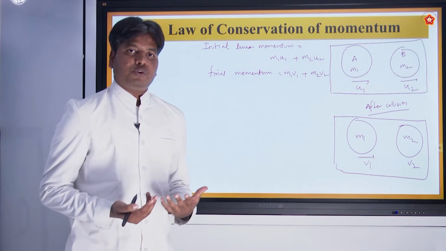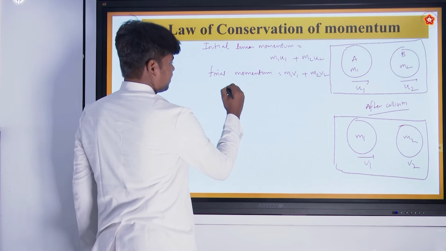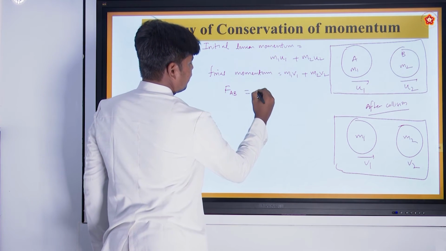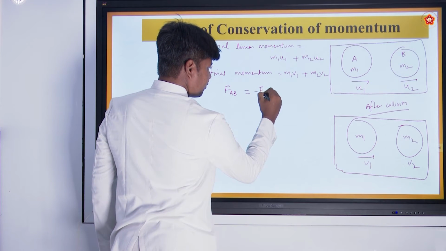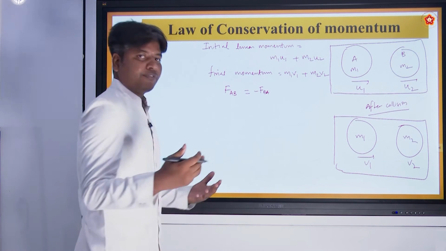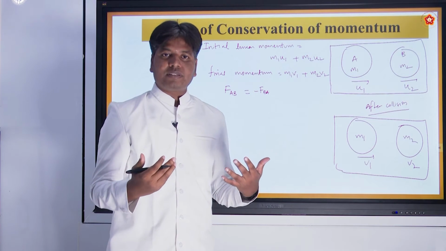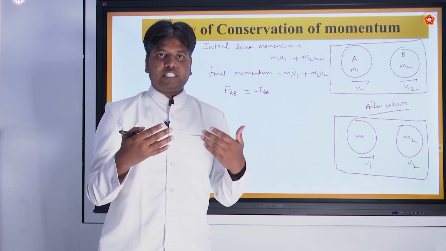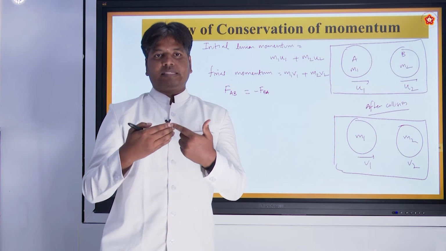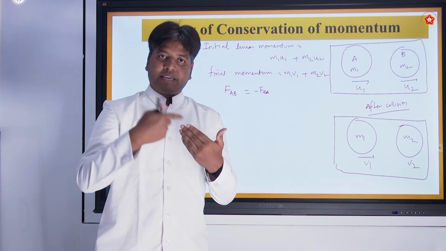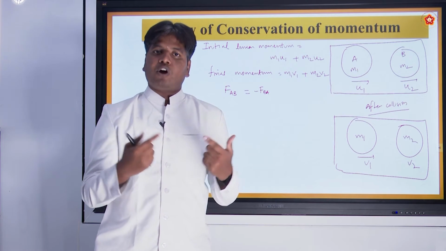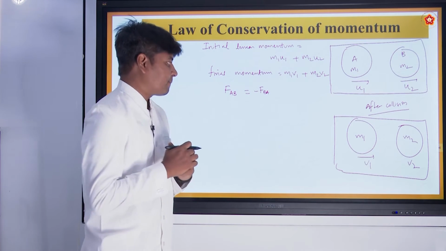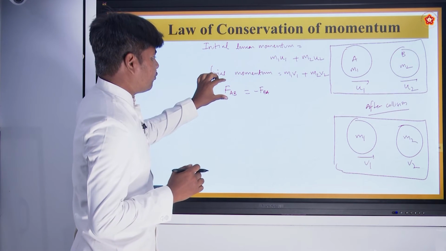So according to the third law, you know that force on A due to B is equal to minus of force on B due to A. At the time of collision, what happens? Every action has an equal and opposite reaction. So the force which is being exerted on B, the same force will be experienced by A in equal magnitude but opposite in direction. So this minus sign takes care of that opposite direction.